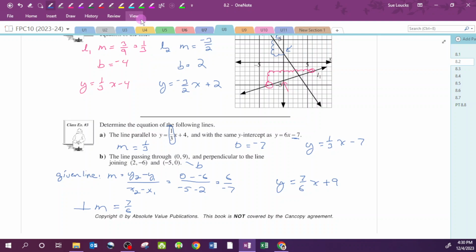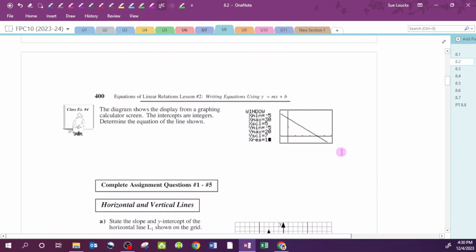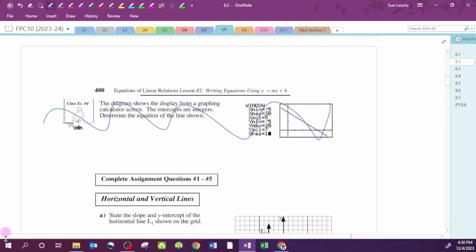Okay? So you just have to read the question and figure out what it's looking for. There's one more example here, but again, this is using the graphing calculator, so that's not relevant at all to us. So go and do the practice work, questions 1 to 5, and then come back for the next part of the video.